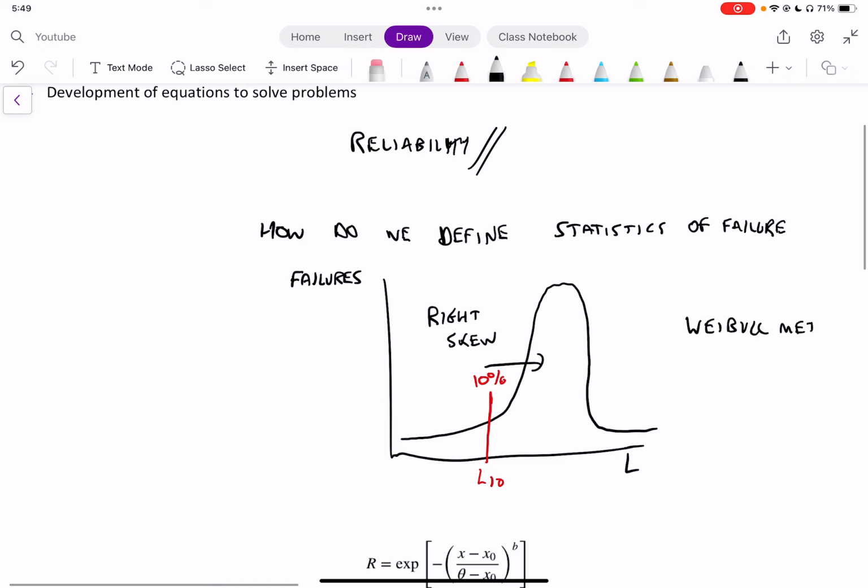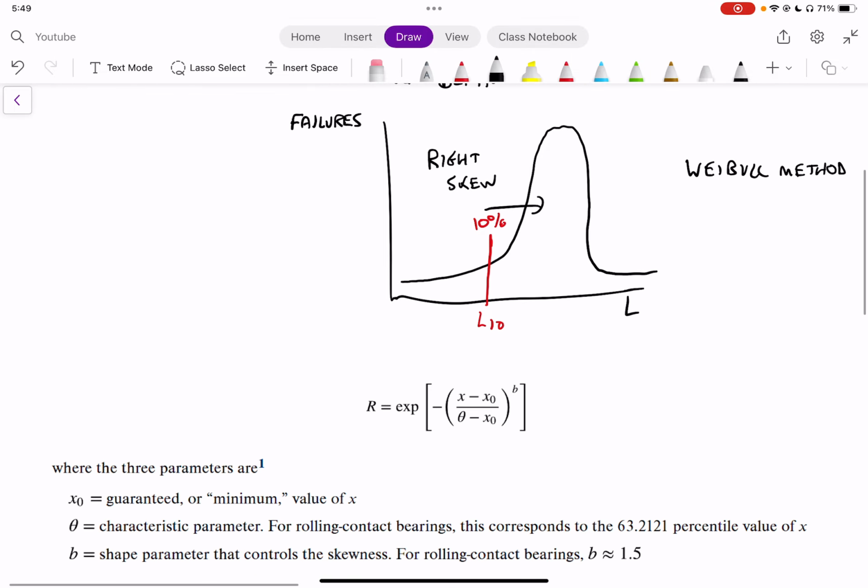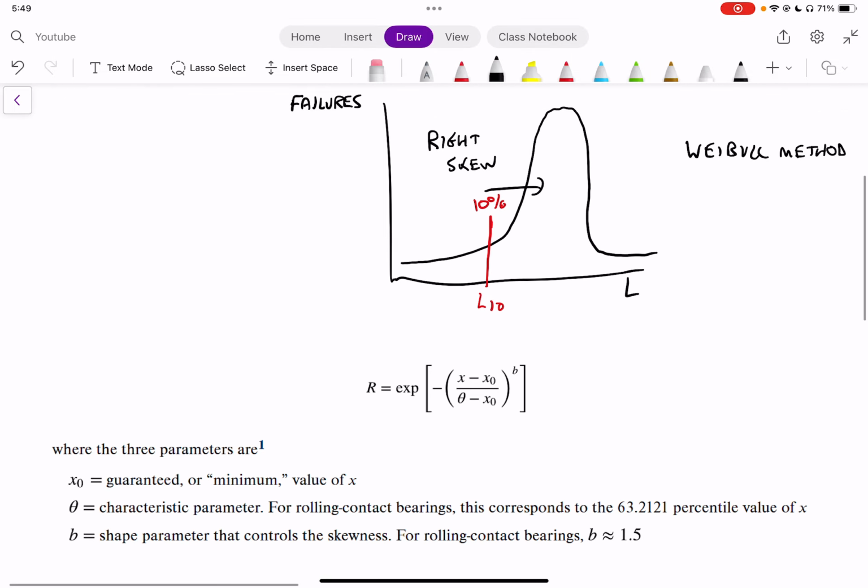What the Weibull method does is it allows us to curve fit a failure mode graph with a certain equation. And so we can come up with the equation, and this is copied from your textbook in order to make it easier to read. We can see that the equation would be R equals the exponent of negative, x minus x0 divided by theta minus x0, all to the power of b.